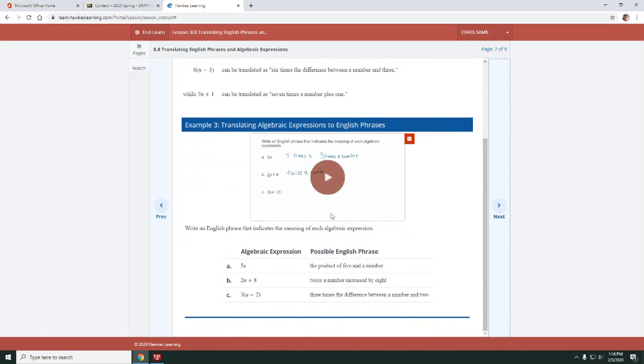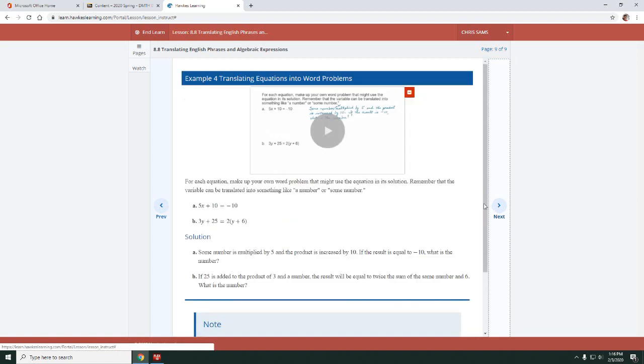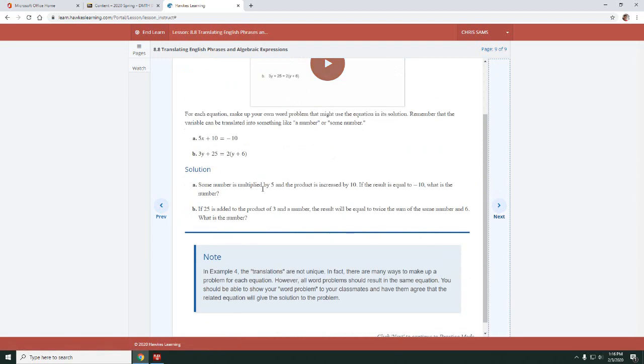Okay, and then an example here, and then here's some examples showing you 5 times x, the product of 5 and a number. You could just say 5 times a number. There's multiple ways to write these expressions, as you've seen. Okay, just some more notes that you can read, some encouragement, and then some more examples. So we're going to go over to the practice, and we're going to start doing some problems there.